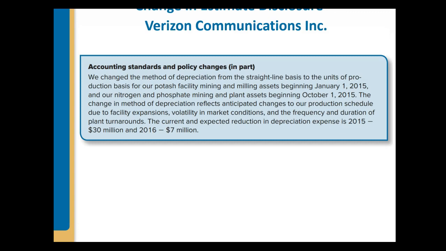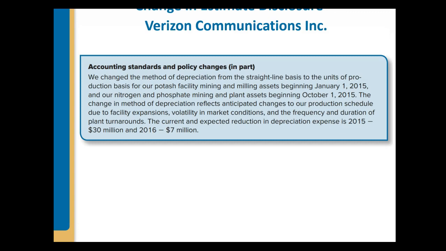Verizon Communications, Inc. recently revised its estimates of the service lives of certain property, plant, and equipment. So this slide here shows the note that disclosed the changes they were making. As you see here, it tells us we changed the method of depreciation from straight line to units of production for the potash facility mining and milling assets beginning January of 2015, and the nitrogen and phosphate mining and plant assets beginning October of 2015.